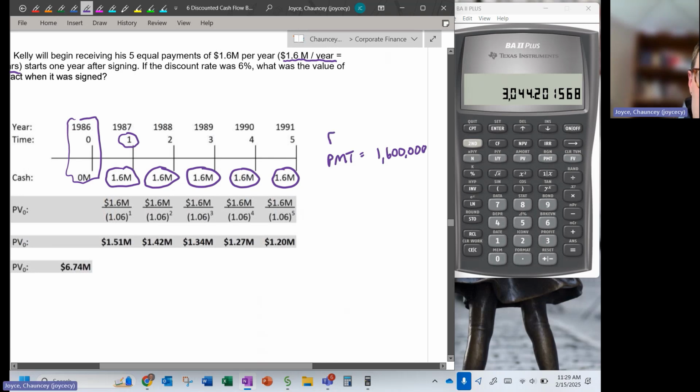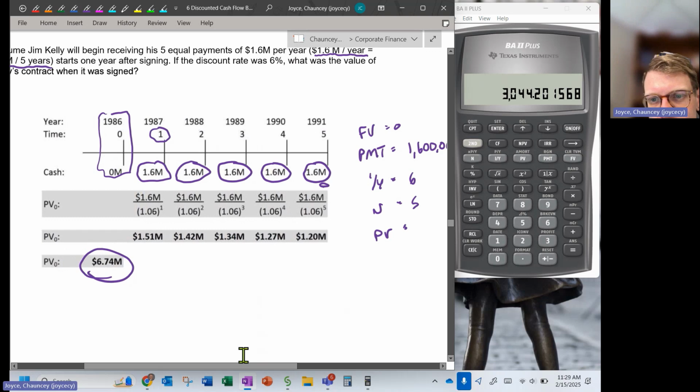The future value is 0 in this case. There's no additional lump sum out there. Your discount rate, your I/Y is 6, your time is 5, and you could compute for your present value and you would get this 6.74 million. So let's just do that just for fun.